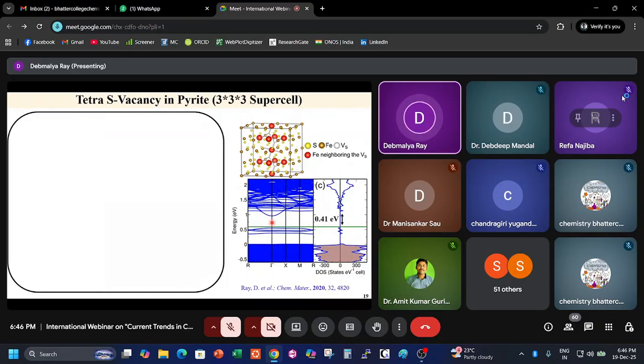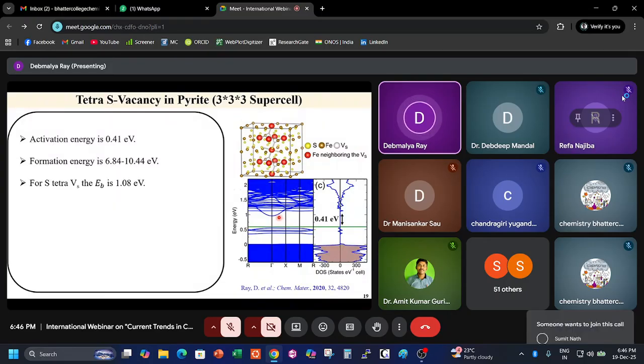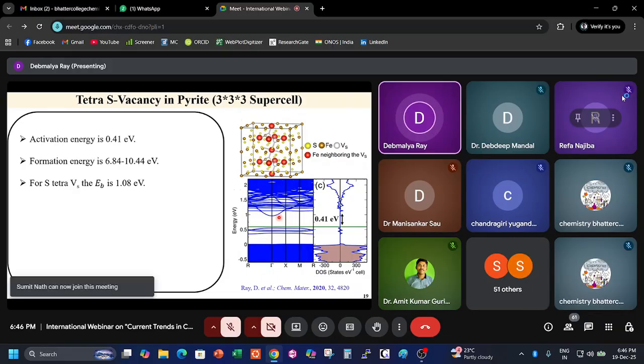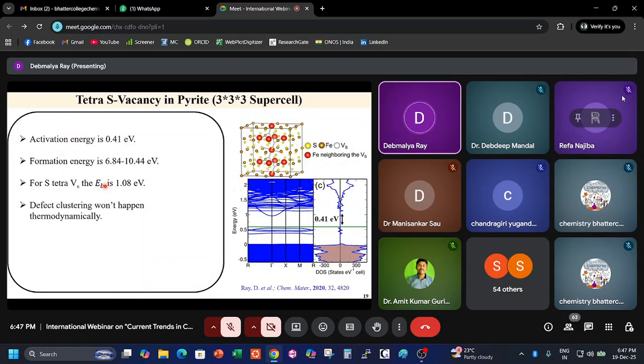One of the things we notice is that for the tetra vacancy, the Fermi energy moved even closer to the conduction band, and now the activation energy is 0.41 eV. The total formation energy is higher, like 6.7 to 10 eV. But the interesting thing is that the binding energy is even more positive, almost 1.1 eV. That means the tetra vacancy has even more enthalpic gain when they cluster. However, this is still less than the formation energy of the monosulfur vacancy, which was 2 to 3 eV. So again we think that these defects will not cluster thermodynamically.